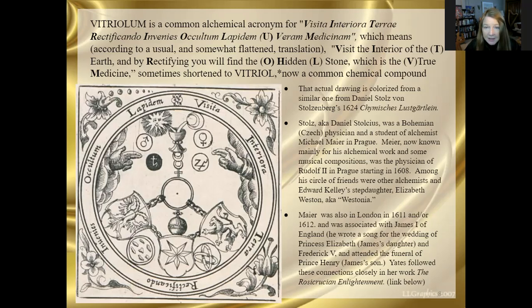But the interest that I have here with Meyer is his connection to Rosicrucianism, particularly English Rosicrucianism, but not only English Rosicrucianism, also in North Central Europe. Meyer is in London in 1611, 1612. He's associated with James I, the king who succeeds Elizabeth I as ruler of England.